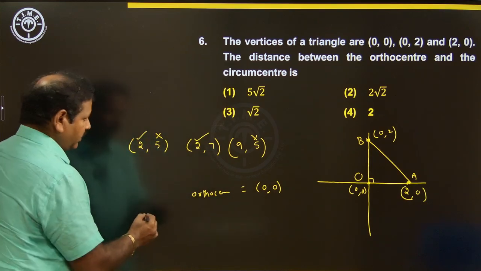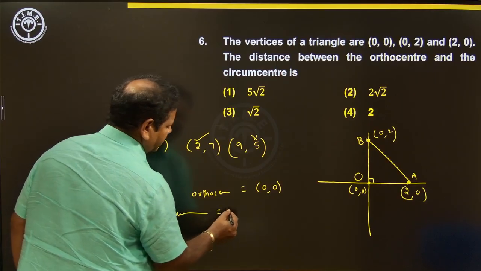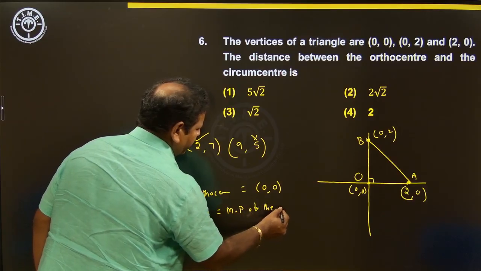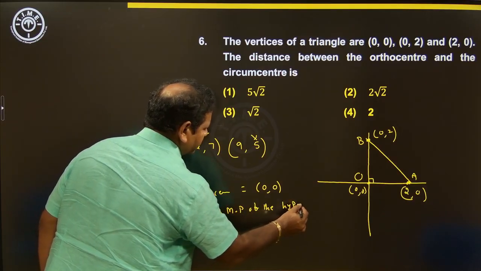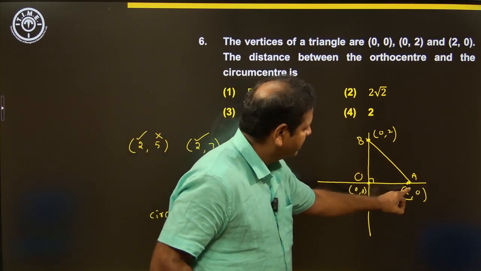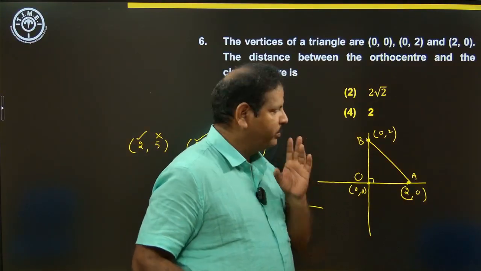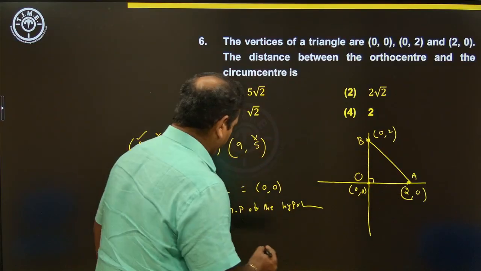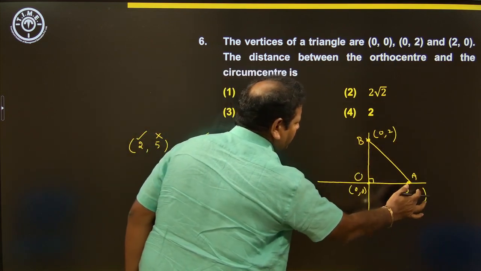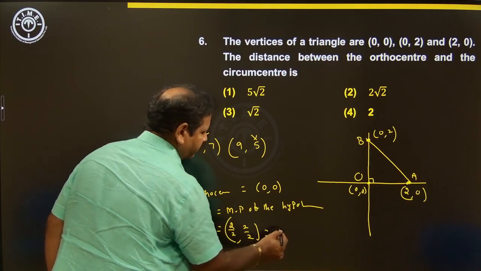In a right angle triangle, circumcenter is nothing but the midpoint of the hypotenuse. So tell me then, midpoint of the hypotenuse. Hypotenuse is AB. Midpoint of these two. Midpoint formula: x1 plus x2 by 2, y1 plus y2 by 2. 2 plus 0 by 2, nothing but 2 by 2. 2 plus 0 by 2, same. So which is 1, 1.